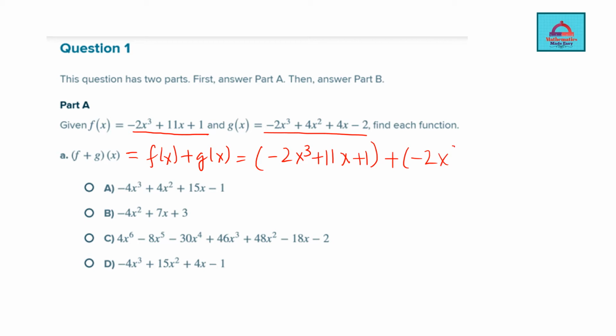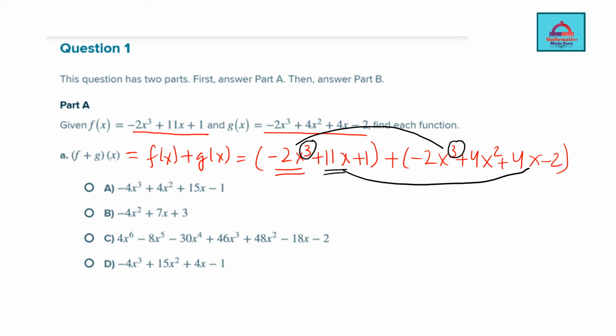So first I'm just putting the values of the two functions taken from the question. And now we'll look for like terms. Do you have a like term that can be combined here? Yes, these two can be combined. Both have power 3, so that's why they are like terms. Then 11x. Do you have a like term? Yes, 4x. It can be combined. 1 can be combined with -2.